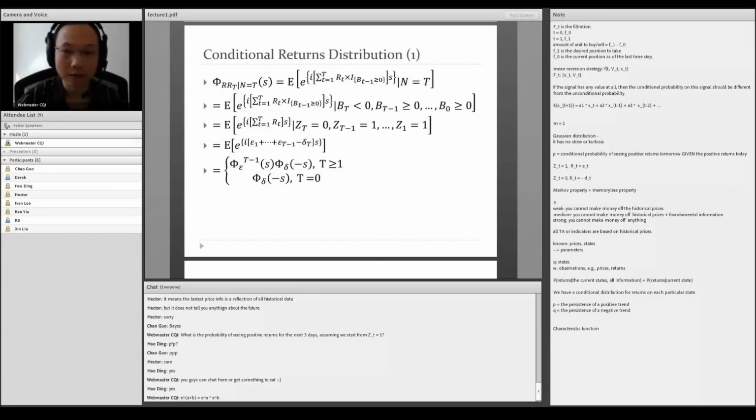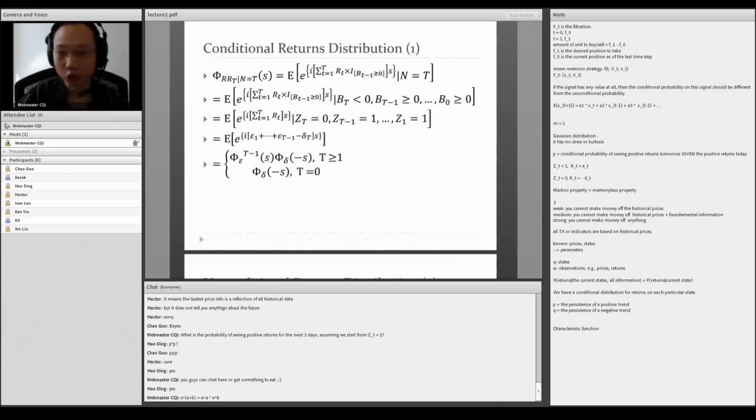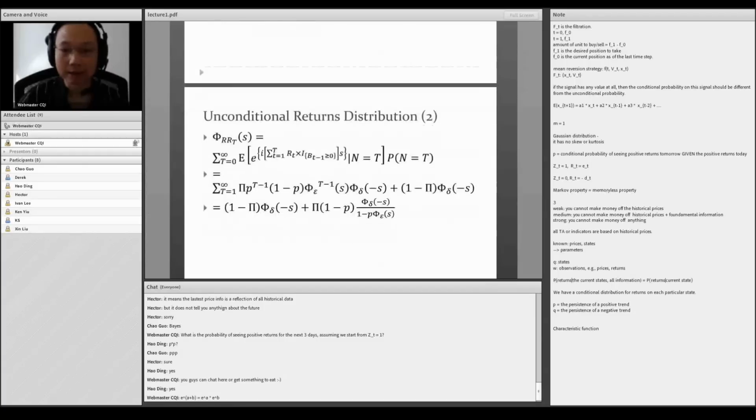Now we want to remove this n equal to t, right? Because in general, we do not know how long we are going to hold the asset for. So we want the unconditional return distribution. And in probability, the way that you remove any conditional is by summing it up. Let's say you have a conditional probability of A conditional on B. If you want to remove the B, you just sum it up across B. Then you are left with just the probability of A.